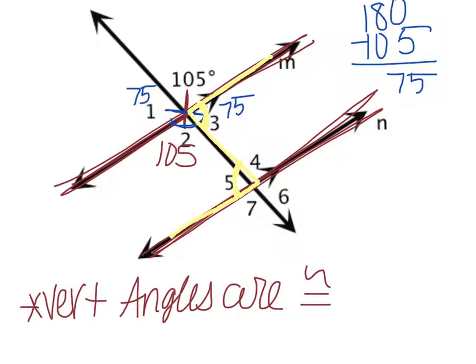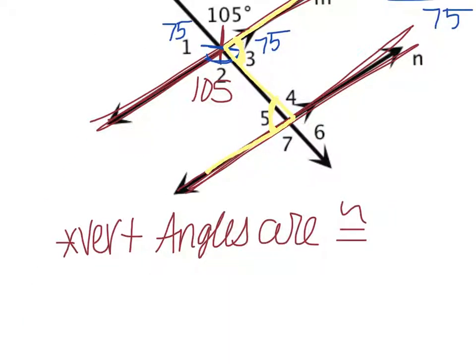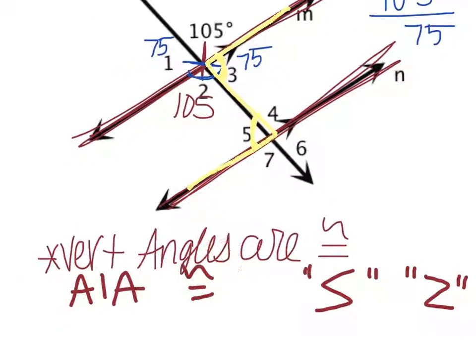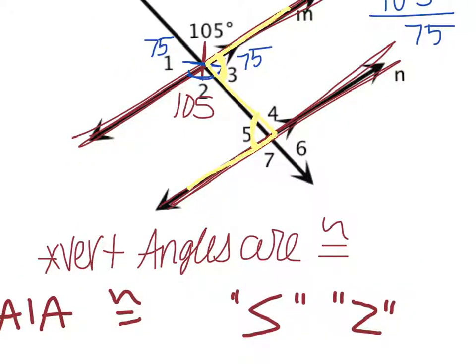So that's another thing that we can write down. Alternate interior angles are congruent, where we want to draw the Z in. And you can draw the Z in the other direction as well. Works the same way. Okay, so if angle 3 is 75, that means angle 5 is also 75. And then everything else kind of falls into place here.